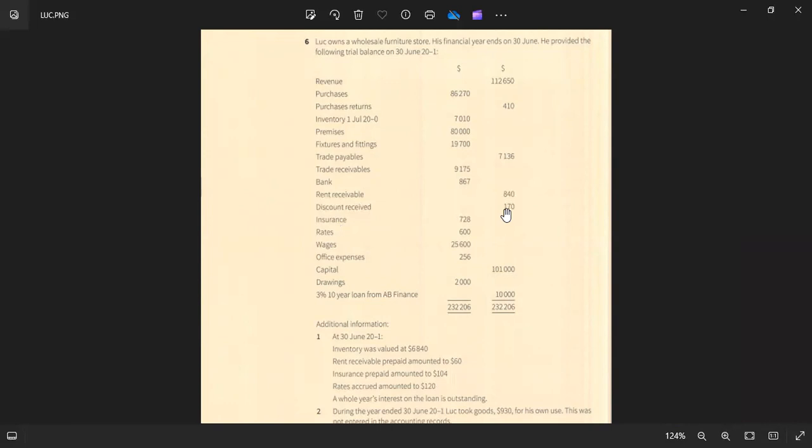When we are done with this, we move on to our expense section. In our expenses, we are going to use insurance, which is an expense, rents is an expense, wages is an expense, office expense is an expense. Then don't forget that the 3% of this loan is an expense. This is how far I want you to go with this question. Pose the question, try it on your own, check the answer.